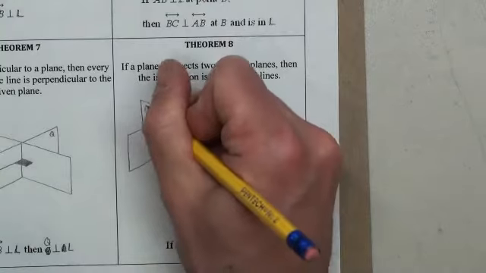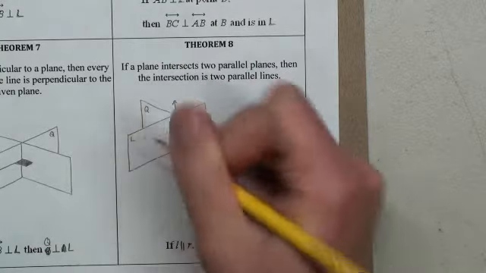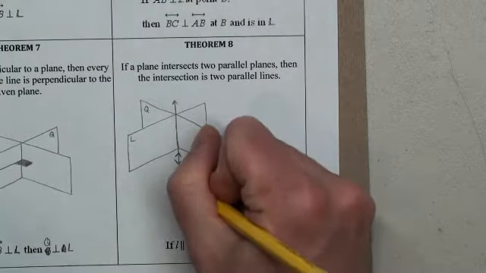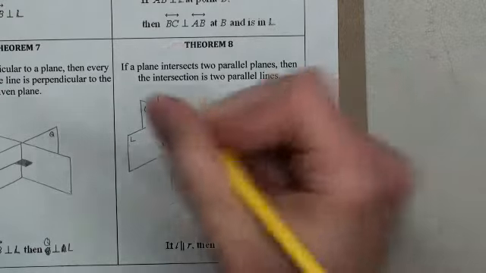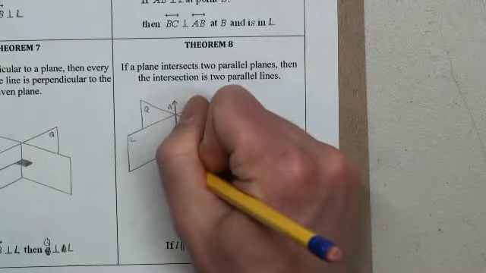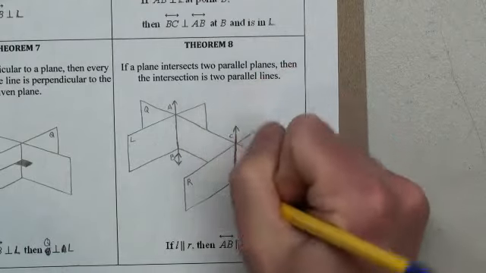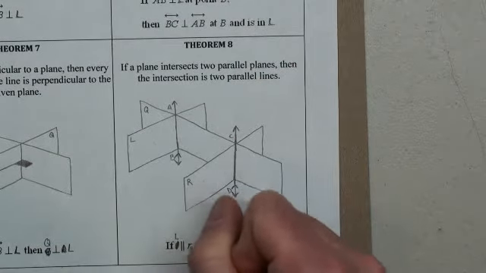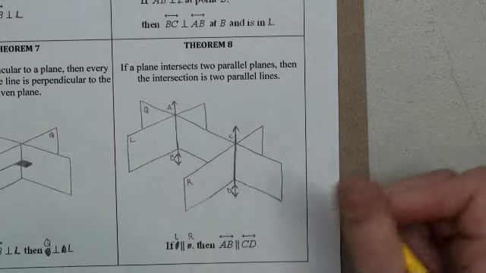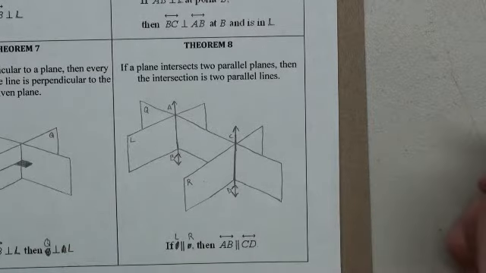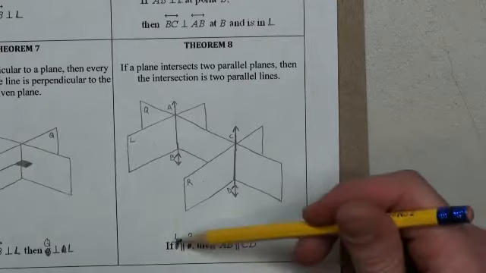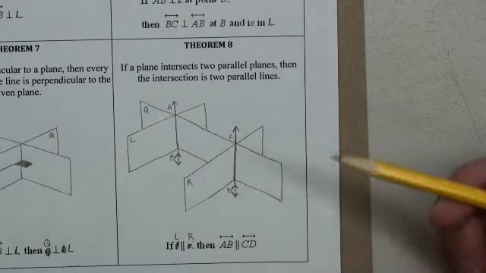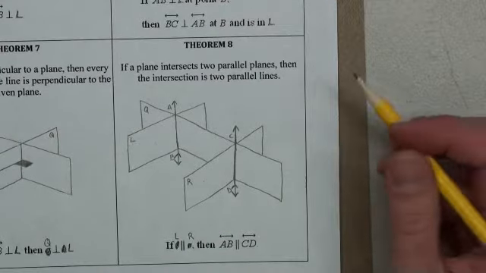So let's just label this. Let's say this is plane Q, this is plane L, and this is plane R. And this would be A, B, and C, D. So if L is parallel to R, then line AB is parallel to line CD. This would be if plane L is parallel to plane R. That's why they're capital letters.